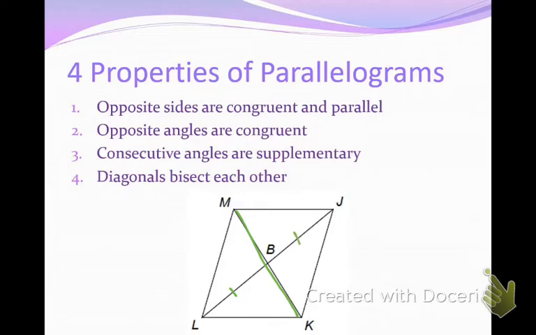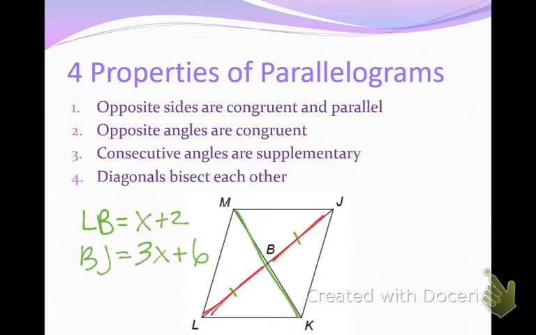Same idea. So if you had an algebraic expression, which you don't have on these examples, that's why I'm showing this. If we said LB was x plus 2 and BJ was 3x plus 6, what do we know about LB, which is right here, and BJ? They're equal to each other. Perfect. So you'd set them equal. However, if I, instead of giving you BJ, I gave you LJ.